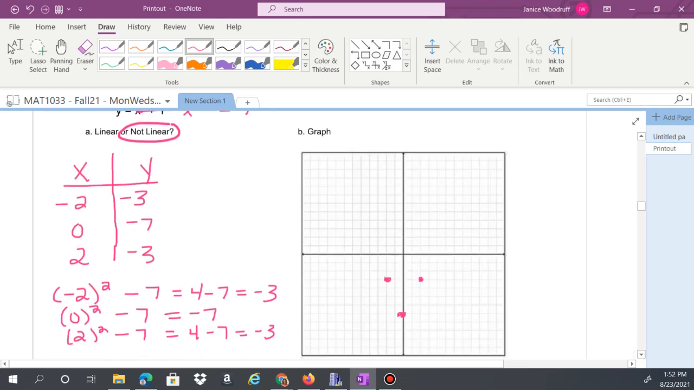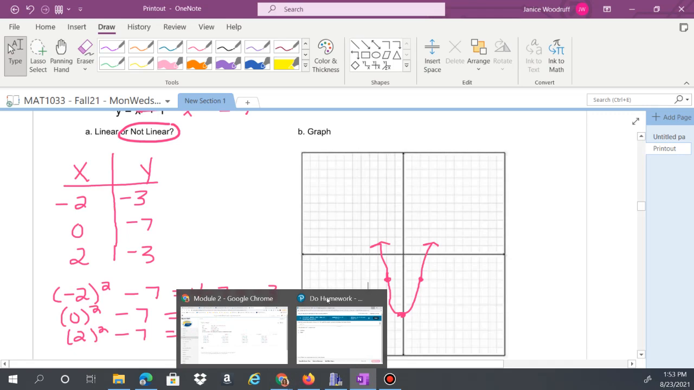Okay, so these are forming a graph that looks like this. You guys know what this is called? Parabola? Yeah, it's called a parabola. When you have the x squared, the squared will form this type of graph here, a parabola. Okay, so you remember those points.